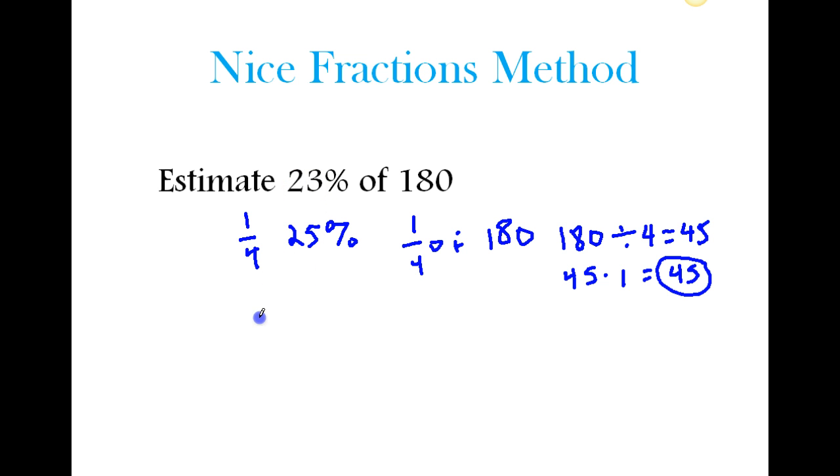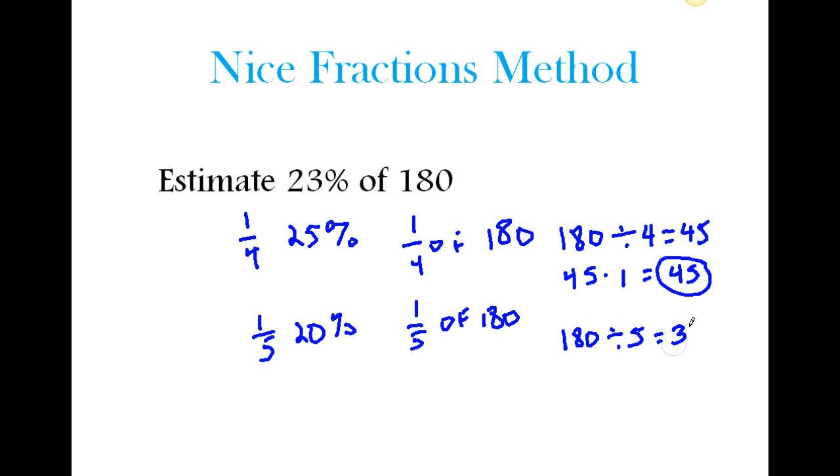Somebody might have thought, well, hey, 1/5 is 20%. That's close to 23%. So let's see what happens when I do 1/5. So now we're going to find 1/5 of 180. So I'm going to take 180, divide by the denominator 5, get 36. Take 36, multiply by the numerator 1, and 36 is my estimate.